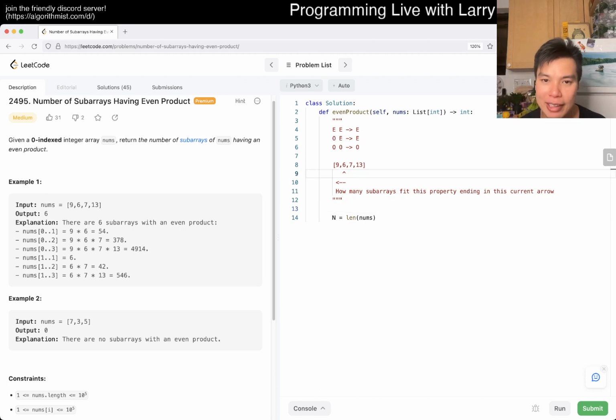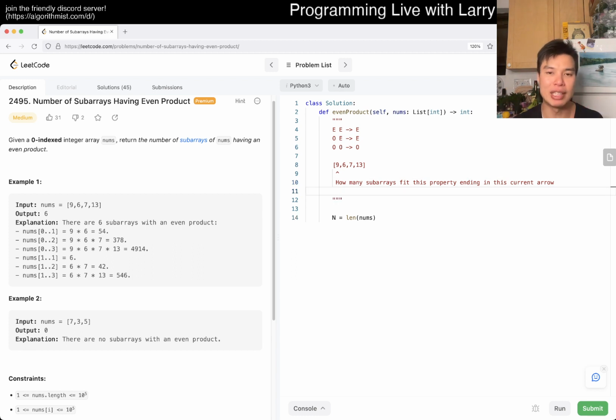And so now, let me start the arrow from the 9. Here, going left, there's no even number, so it's 0, right? Looking at 6, 6 is an even number, so everything going to the left of it is going to be good. How many degrees of freedom do we have, right? Well, it has to contain the number 6, because we're literally counting the number of subarrays that end with 6. And then we could take the 9 or not. So that means there are 2 choices, right? Because there's 9, 6 or 6. So this is 2, right?